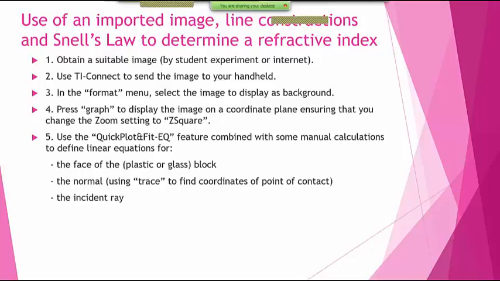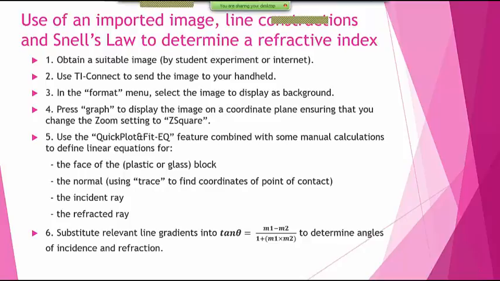I constructed the incident ray, the refracted ray, used this formula to determine the angle between them, so the tan of the angle being the difference between the two gradients of two lines, divided by 1 plus the product of the gradients, and I had to do that for angle of incidence and angle of refraction, ultimately substituted into Snell's law to determine the refractive index.